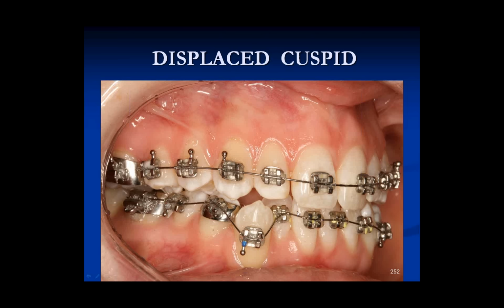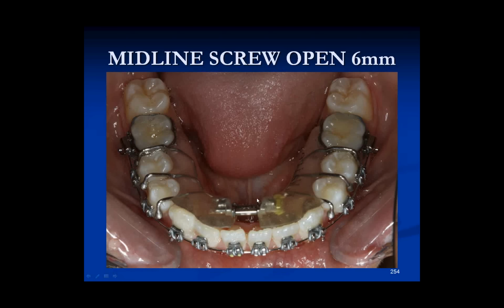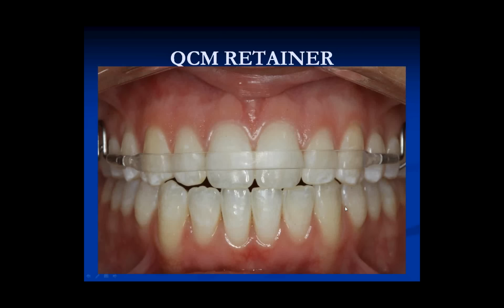So then we put the braces on, for probably a year. Wouldn't it be nice to expand the arches? And you can expand adults. You can definitely expand adults. Don't think you can't. Then I needed a little more expansion in the lower because I got 10 on the upper. I needed more in the lower, so I put a little Schwartz appliance in with the braces to expand the lower. And then we just finished with straight teeth.